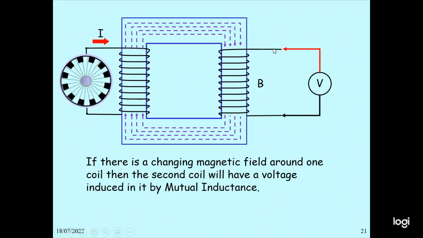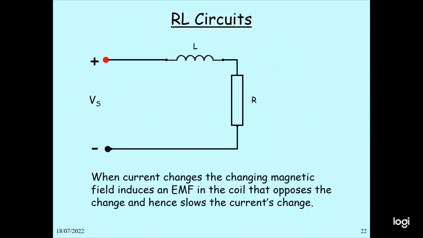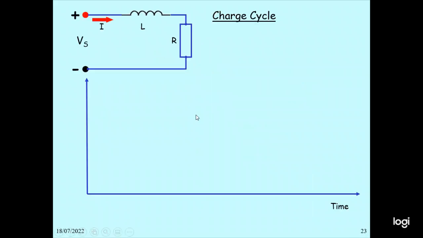Now this is the RL circuit. In this case, L is an inductor and R is a resistor. When the current changes, the changing magnetic field induces an EMF in the coil that opposes the change and hence slows the current change. The time constant can be calculated as tau equal to L by R. In the charge circuit, when the electrical current flows, V(t) equals Vs times e to the power minus t by tau, where tau is L by R. Then t, 2 tau, 3 tau, 4 tau, 5 tau.